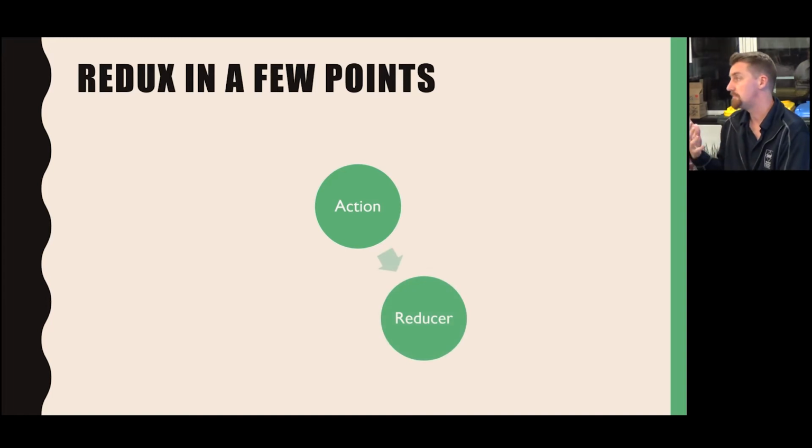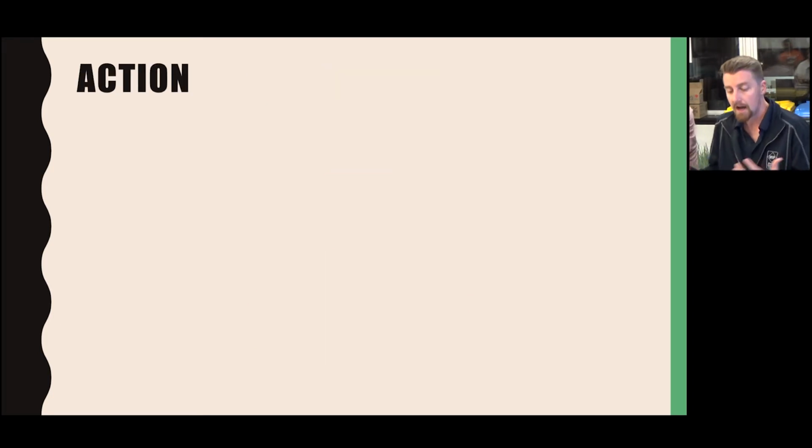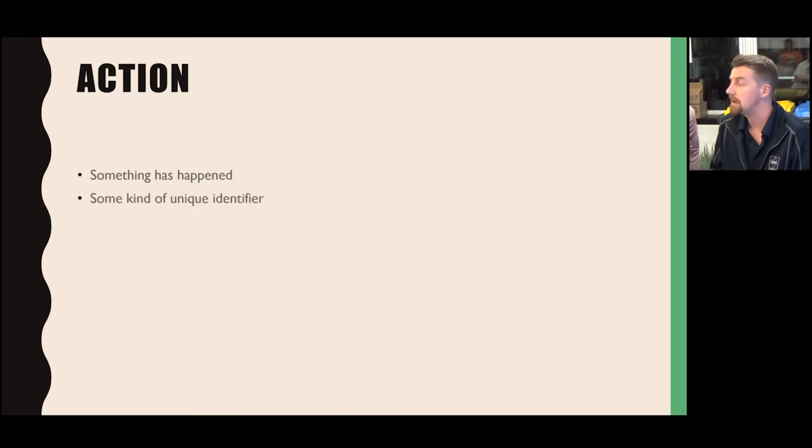An action is then provided to a reducer. A reducer is a function that listens for actions. Depending on the action that it receives, it is able to do something with that. And then that is combined with a store. The store is the central hub of our Redux data flow system, essentially. So, as I said, an action is something that happened. It has some kind of a unique identifier in this.